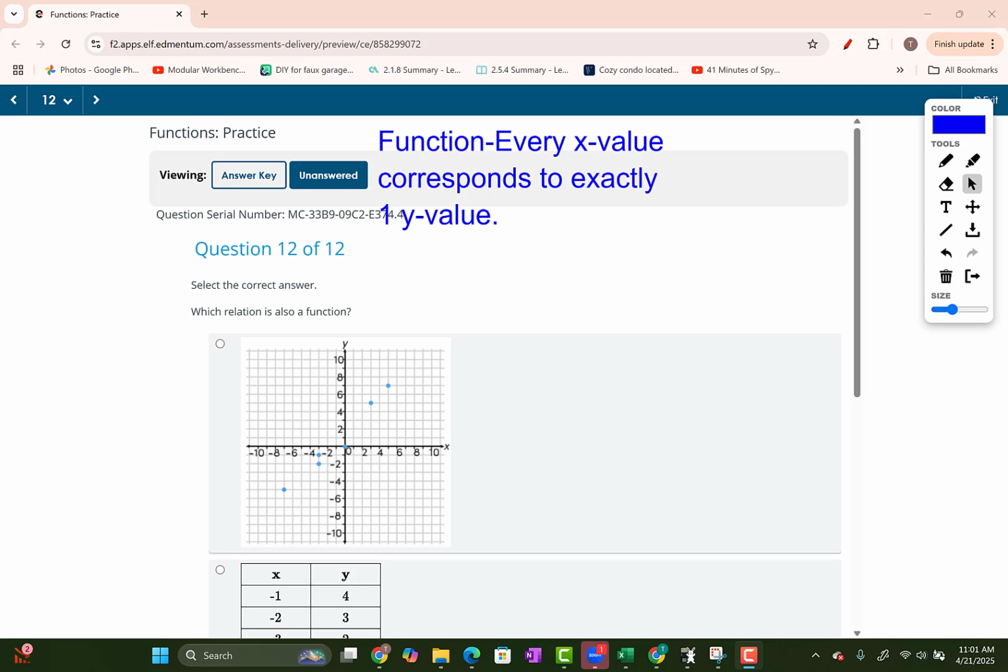Question 12, which relation is also a function? So I've got the definition of a function. It's every x value corresponds to exactly one y value. And I'm going to give a kind of a visual definition here in just a second.